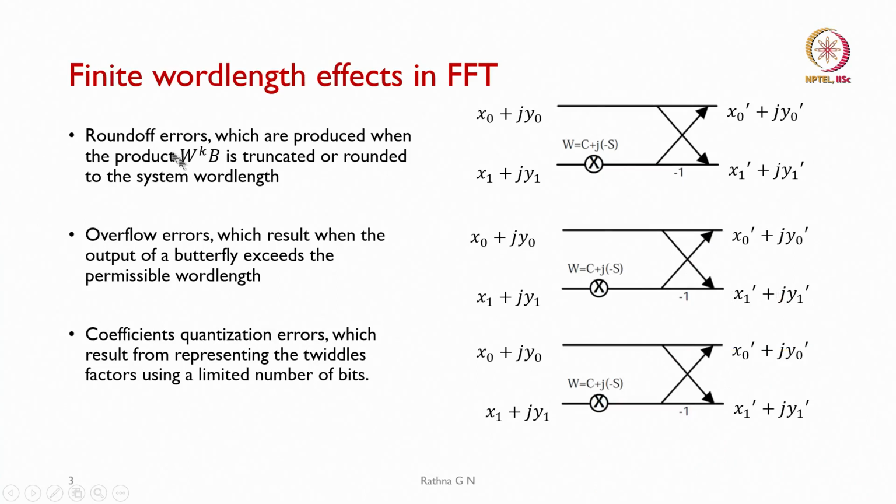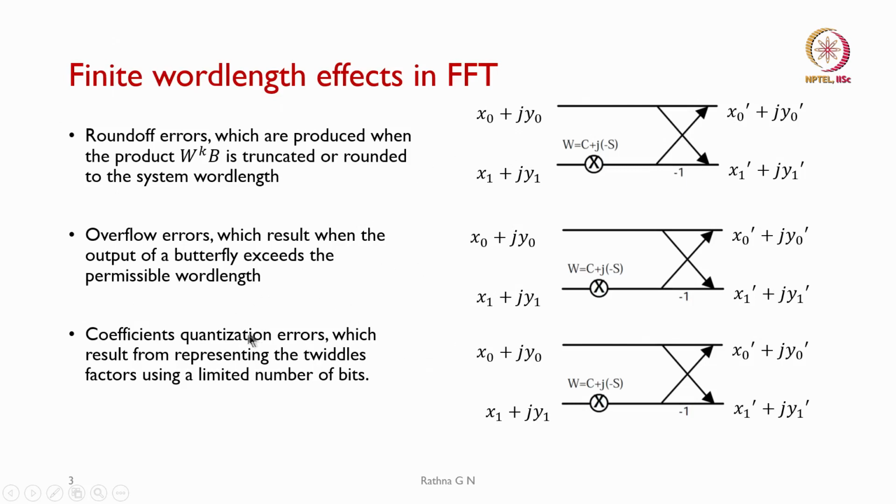The first one is that we are going to have round off errors, which are produced when the product W_N^k times B is truncated or rounded to the system word length. We have been seeing that when it is multiplied in the butterfly structure, it will be truncated or rounded. The next one is the addition, which is going to cause overflow errors, which result when the output of a butterfly exceeds the permissible word length. As you can see, there is an addition, so when it exceeds the limit, we will have the overflow.